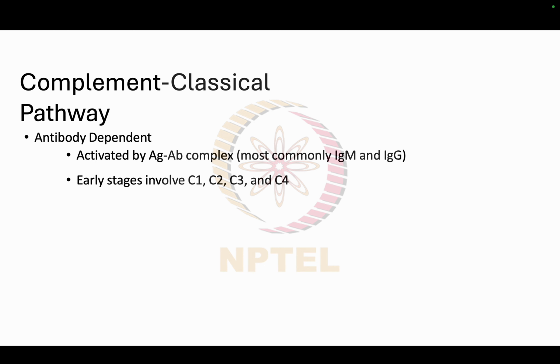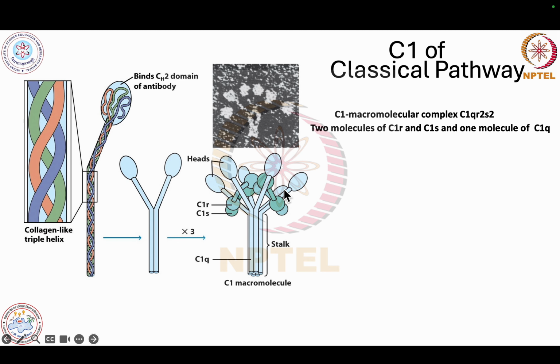Complement classical pathway is antibody dependent, activated by antigen-antibody complex, most commonly immunoglobulin M and immunoglobulin G. Early stages involve C1, C2, C3 and C4. C1 of the classical pathway is a macromolecular complex, C1qr2s2: two molecules of C1r and C1s and one molecule of C1q.